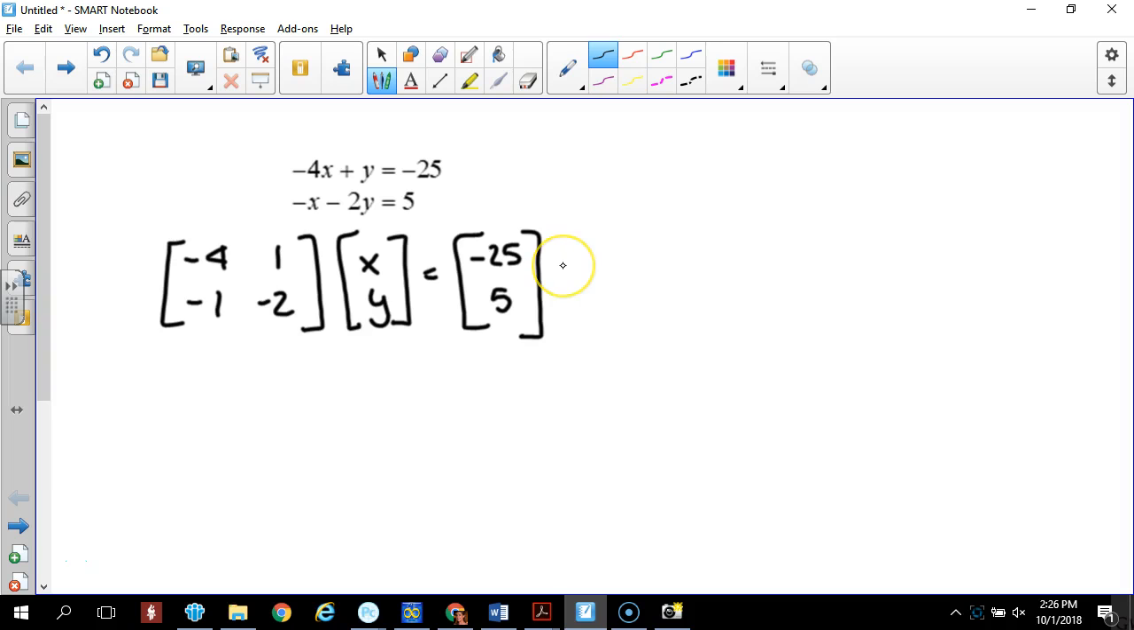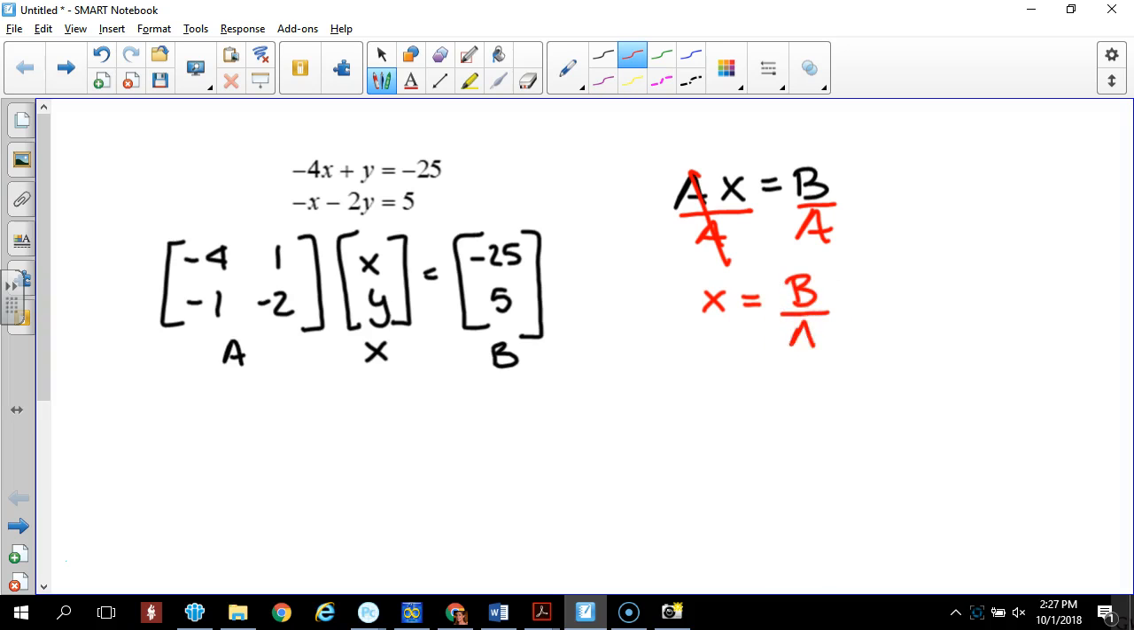Same idea, except here, if I'm going to call this matrix A, this matrix X, and this matrix B, I have A times X equals B, right? If I want to solve for X, because those are my variables, I have to divide both sides by A. That cancels this out, and then all of a sudden I have X equals B divided by A. Well, we don't know how to divide matrices, but we know how to do an inverse. So you take the inverse of the coefficients and you multiply it by the solution. So that's what we're going to do here: take the inverse here and multiply it by the solution.